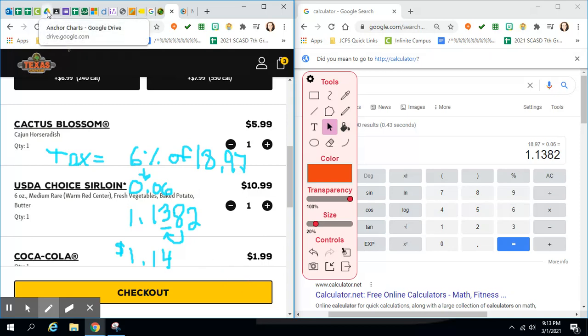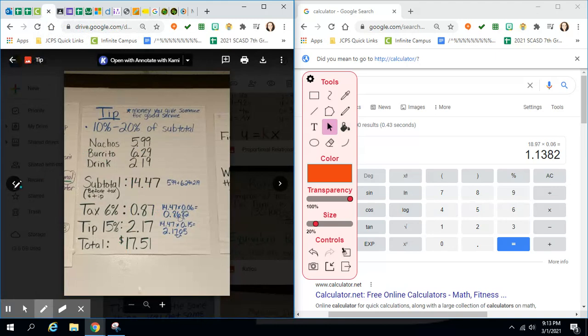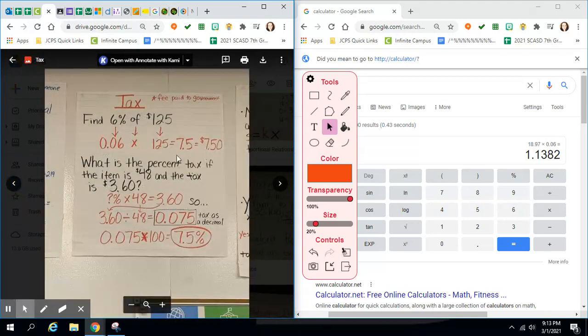Now, one thing you might also want to know is, here's a little anchor chart showing again how to find 6%, or the tax, of a number. But let's say I have the cost and I know how much tax they're charging me for that amount. How would I find the percent tax then?